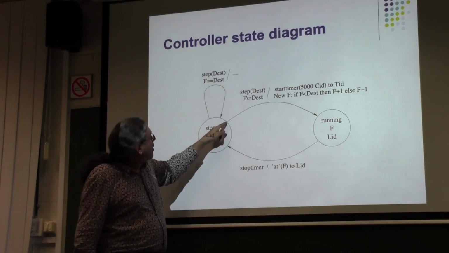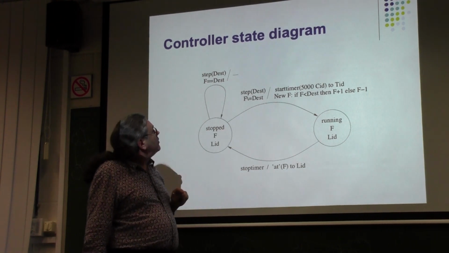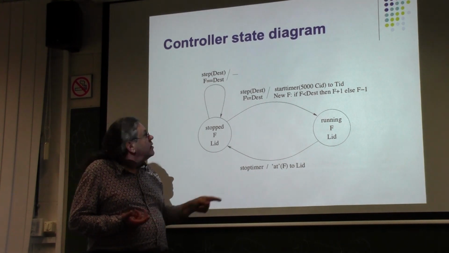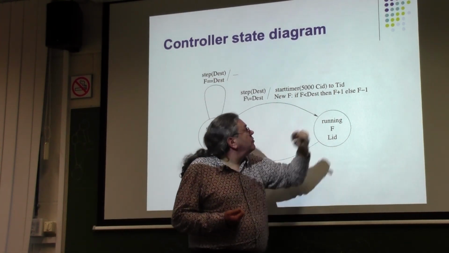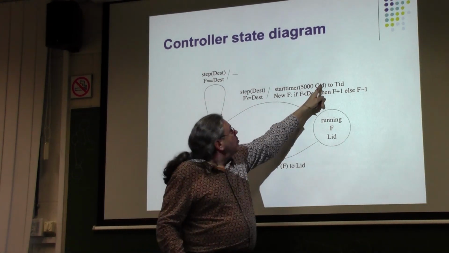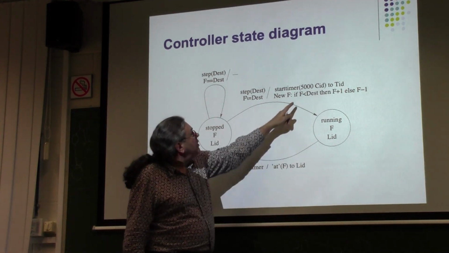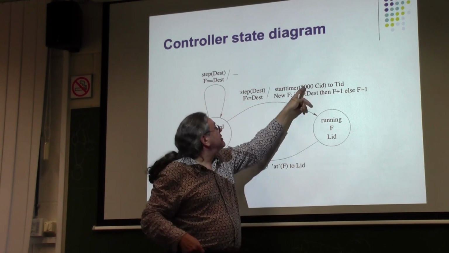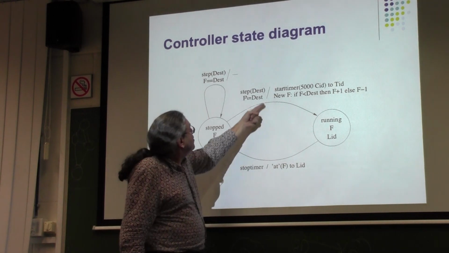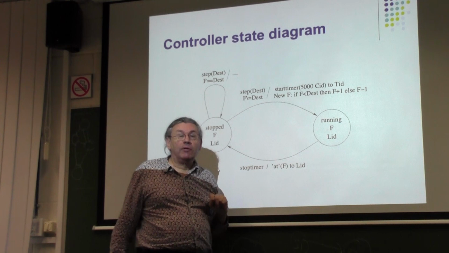But now I can have another possibility. I receive a step message, and F is different from the destination. Now I have to start the motor running. So I send a start timer message to the timer. Let's say there's a timer ID here, and the controller ID here, because the timer has to send a message back to the controller, and there's some time. Let's say 5,000 milliseconds, okay? 5 seconds for our simulation. We let 5 seconds, but we will be going to another floor.